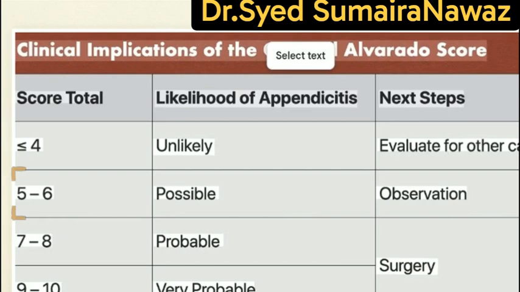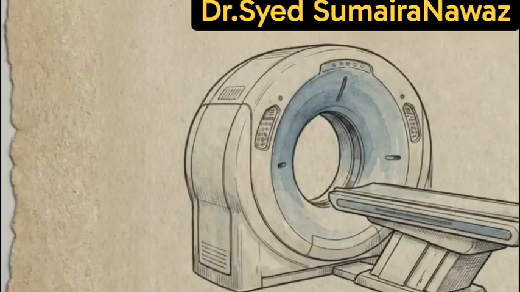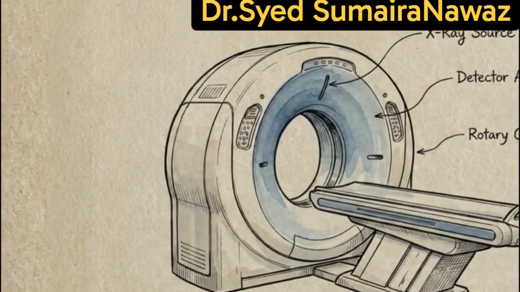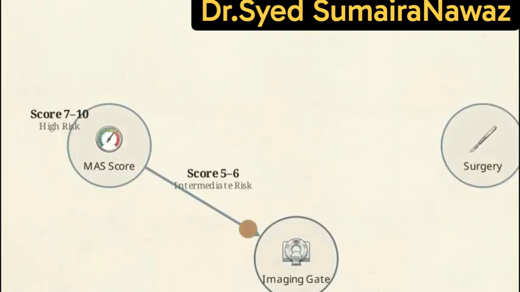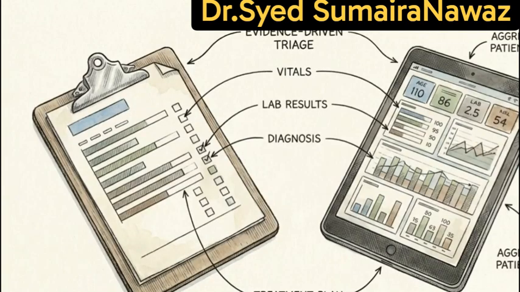The critical diagnostic friction point lies right in the middle, a score of 5 or 6. This intermediate score mandates active clinical observation. It also triggers the strict requirement for definitive imaging to see exactly what is happening inside the abdomen. By forcing this calculation, the algorithm prevents arbitrary jumps to the operating room. It enforces an objective, evidence-based triage system for every incoming case.